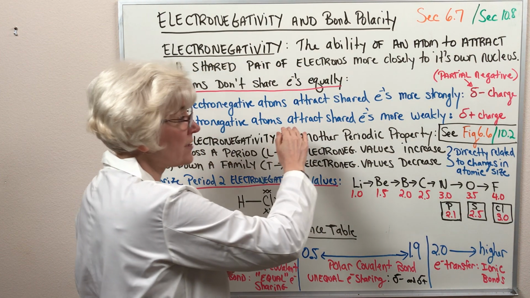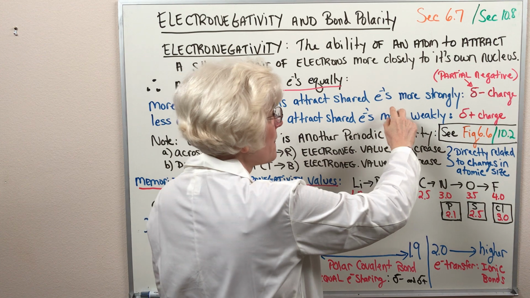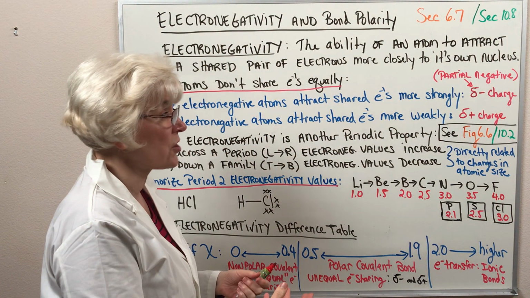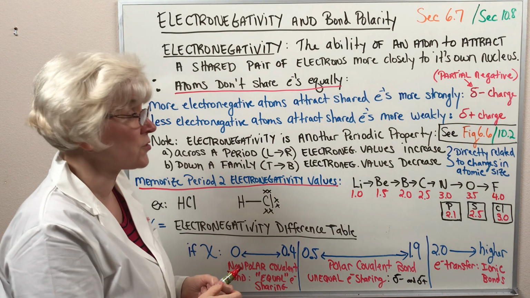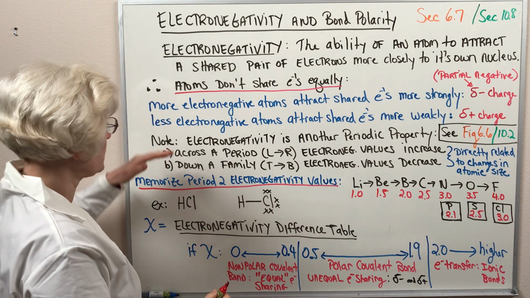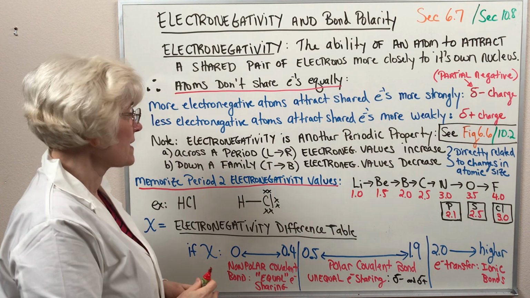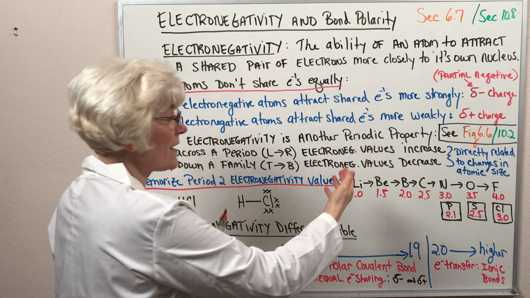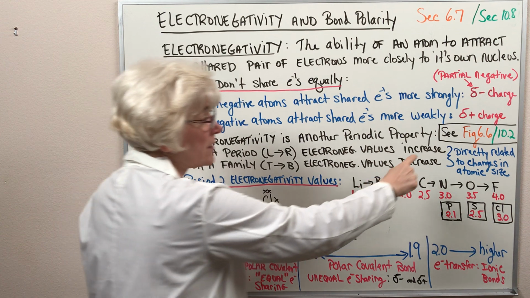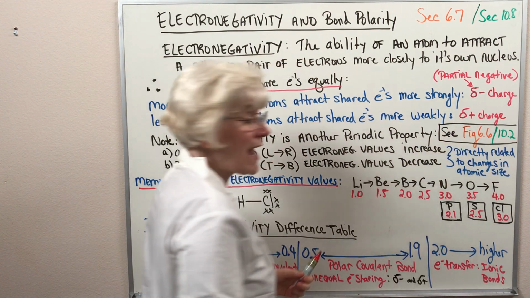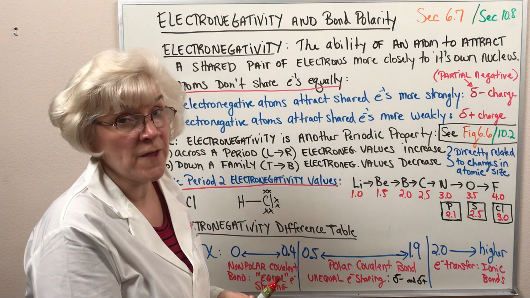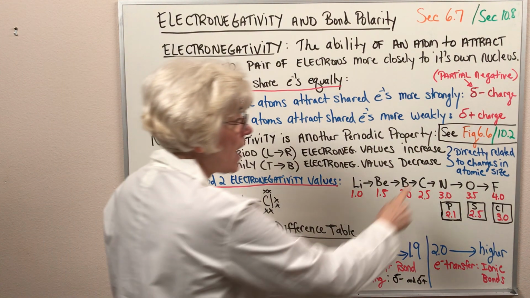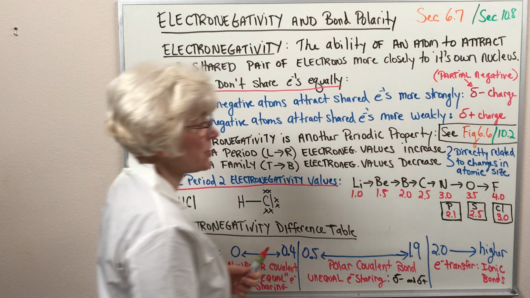So the more electronegative an atom is, the more likely it is to acquire a partial negative charge by pulling those electrons more closely to its own nucleus. The less electronegative an atom is, the less strongly it can attract the electron pair. It's more likely to end up without its fair share of electron density and acquire a partial positive charge.